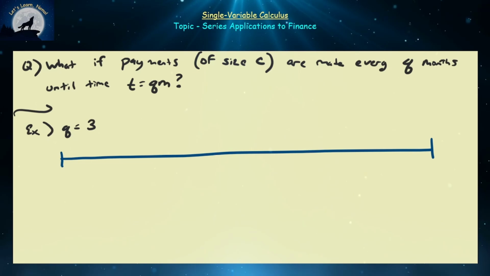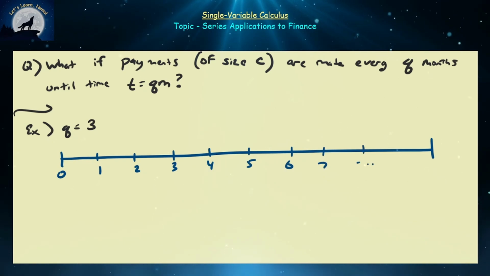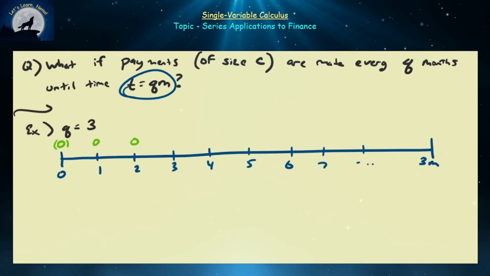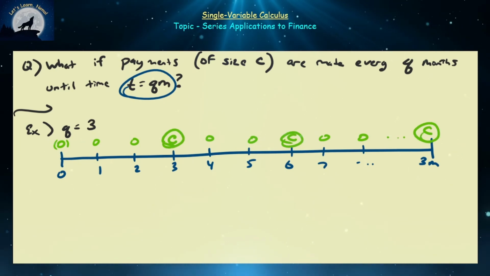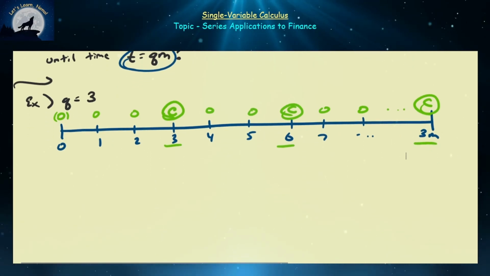So what would our timeline look like? If we start at time t equal to 0, and then 1, 2, 3, 4, 5, 6, 7, all the way up to q times m. So this is going to be a multiple of q, and in particular this is going to go to 3m. So what do our transactions look like? We have 0, 0, 0, then c, then 0, 0, c, 0, 0, all the way down to c. There are our non-zero cash flows at times t equal to 3, 6, all the way down to 3m. So what would that present value be?